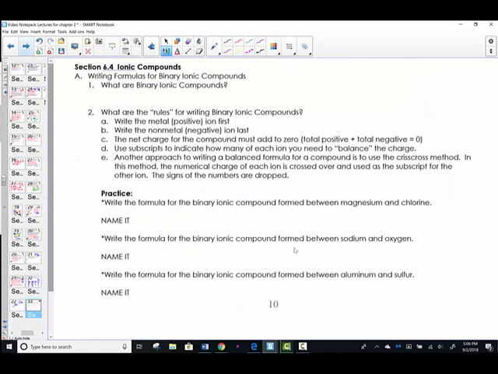Let's put this to work, looking for formulas of positives and negatives and creating something that we call a binary ionic compound. The term binary means that it consists of 2 elements. The prefix bi means 2. We will always have a metal combining with a non-metal. We always have a positive ion combining with a negative ion to create an electrically neutral compound.